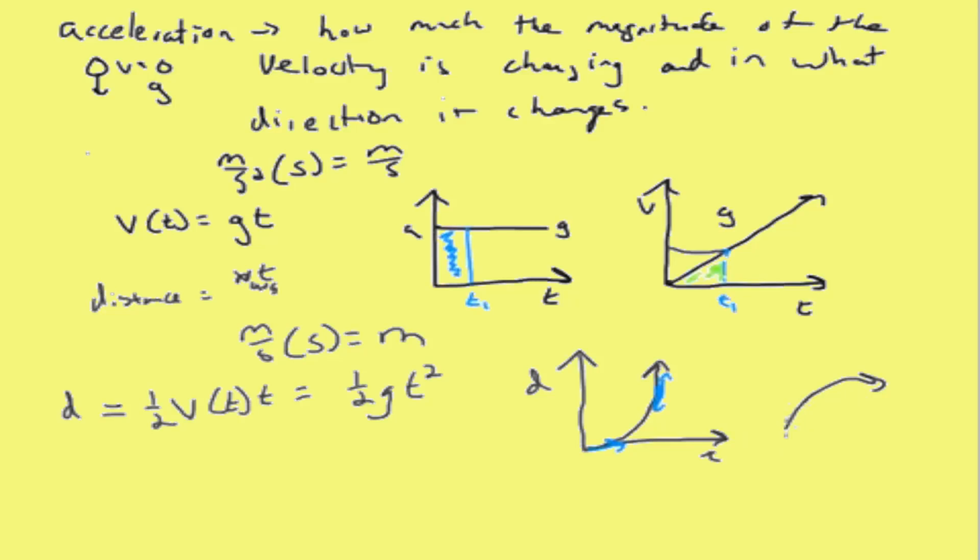But the velocity is positive, since the tangent is positive, and over here it'd be 0.